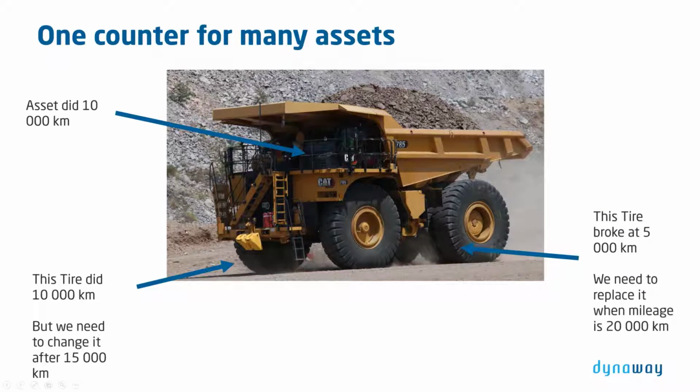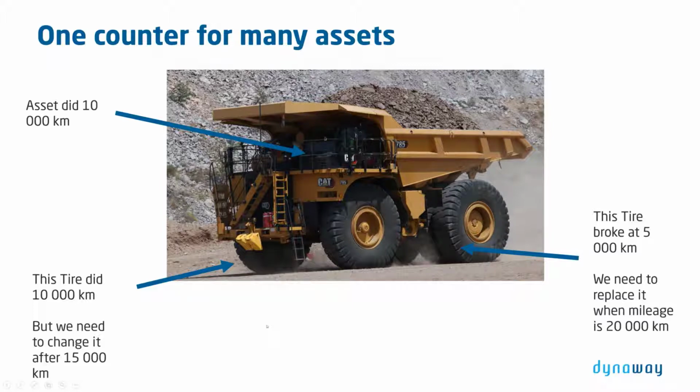But imagine another situation. Another asset broke at 5,000. We had a flat tire. I don't know how problematic that can be with such big trucks, but you can imagine that we have a flat tire at 5,000 kilometers, and then we need to replace this tire when we have 20,000 kilometers, not 15, like with the tire which we have here.